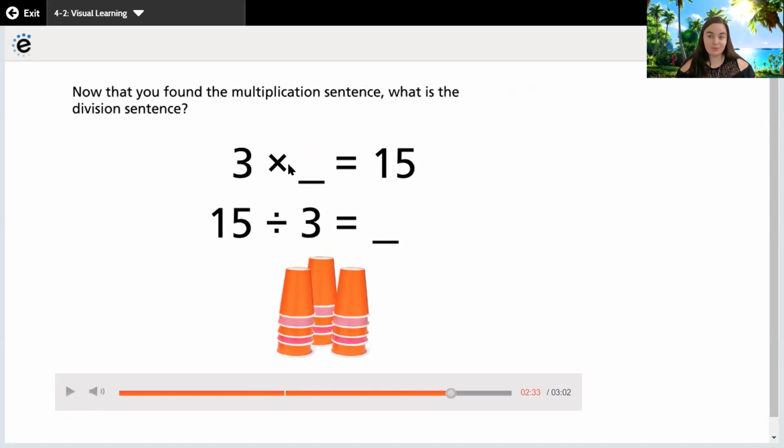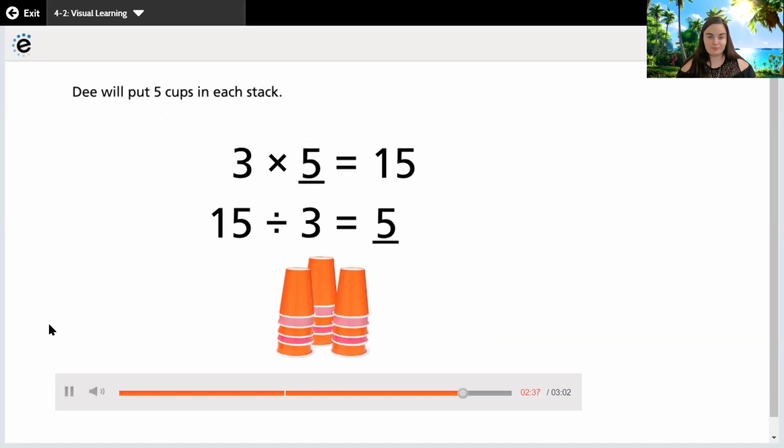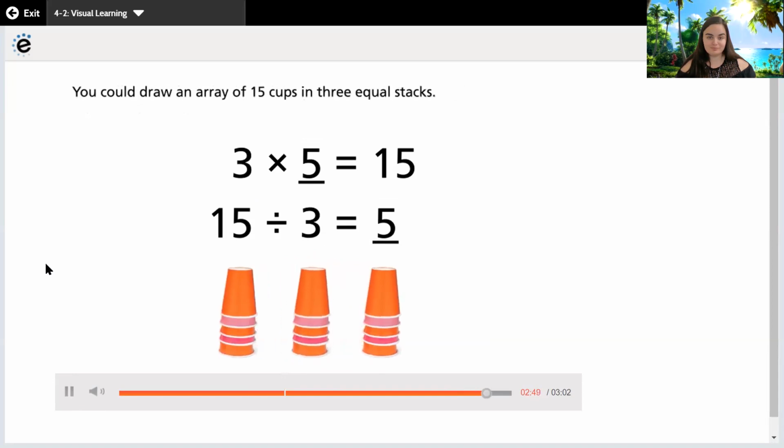Instead of, I have 3 groups, I don't know how many in each group, but I know I have 15 of them. D will put 5 cups in each stack. Because 3 groups of 5 is 15, which means if I have 15 cups and I put them into groups of 3, that'll give me 5. How could you draw an array to help you solve this problem? You could draw an array of 15 cups in 3 equal stacks. Or if you were using just a drawing, you could put 3 rows with 5 in each.